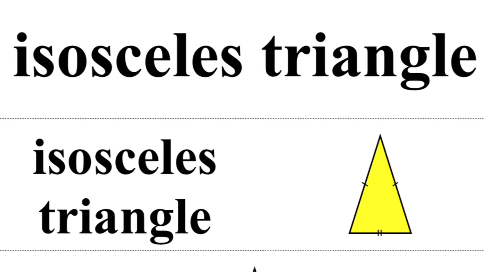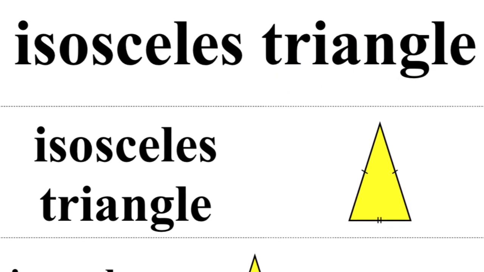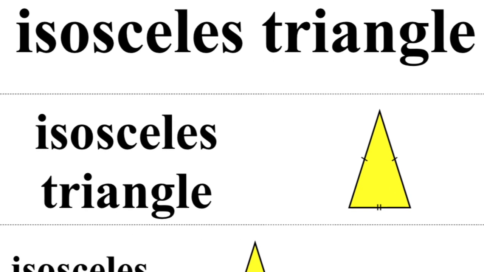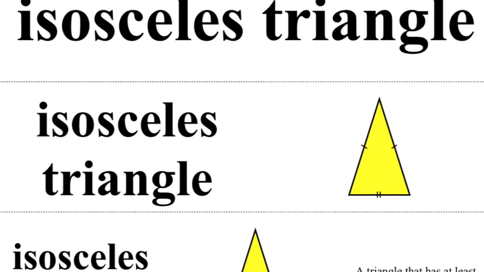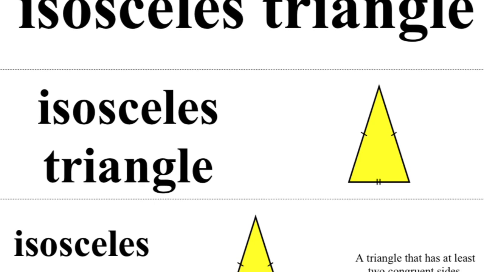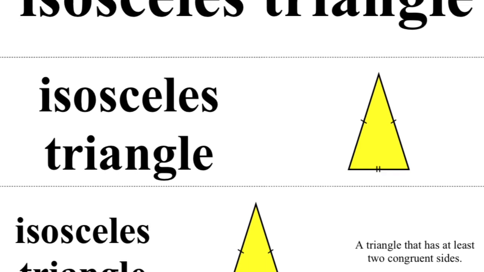An isosceles triangle is a triangle where two sides are congruent or exactly the same. The two sides that are congruent are called legs, and the side that is not congruent is called a base.